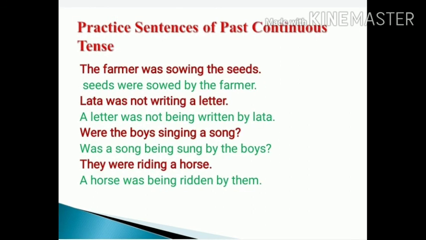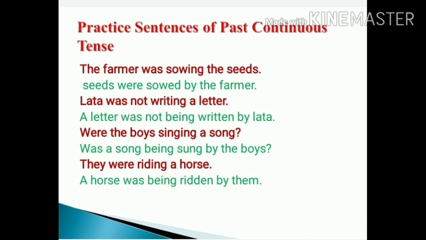Now these are some examples of past continuous tense. First is the farmer was sowing the seeds. Seeds are being sowed by the farmer. Lata was not writing a letter. A letter was not being written by Lata.